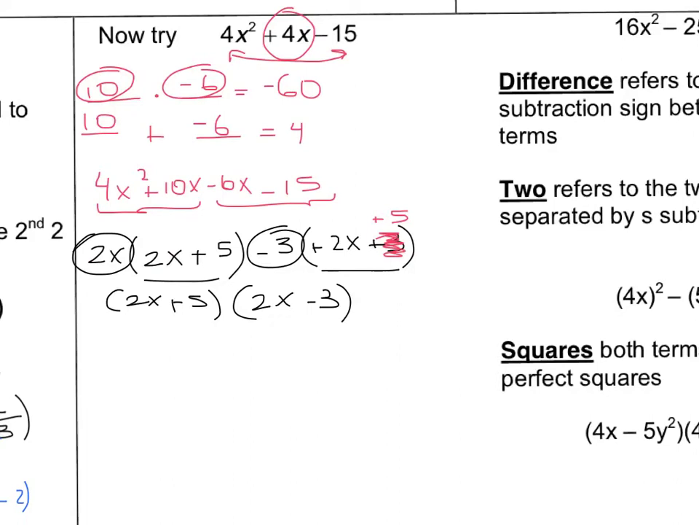Now to check your answer again, put this in y1, put this in y2, graph it. If you see one graph, then that is right because they overlap. If you see two graphs, it means your factoring is wrong. Now I'm going to do the second method under this.